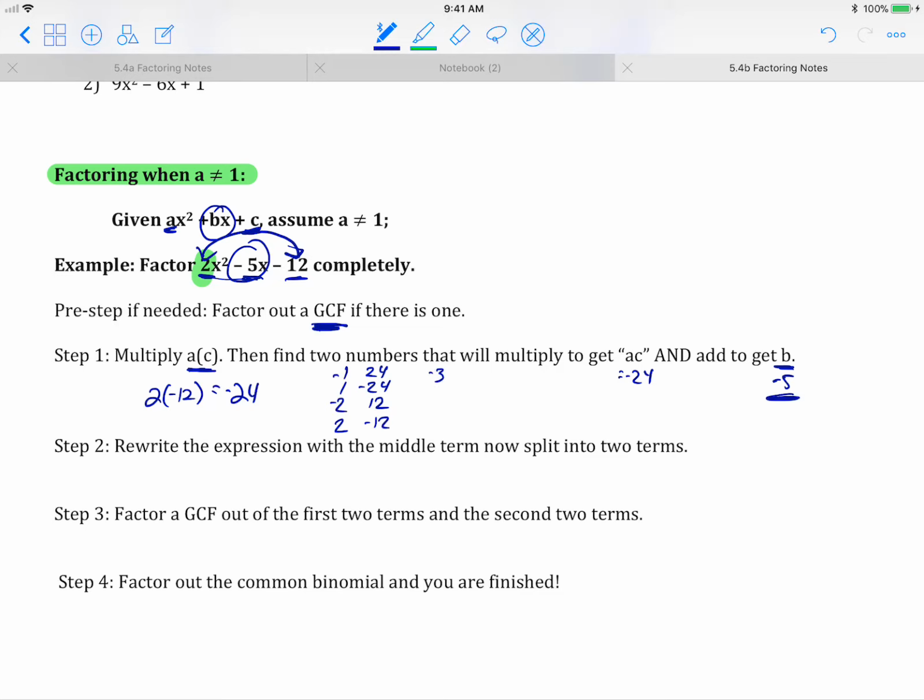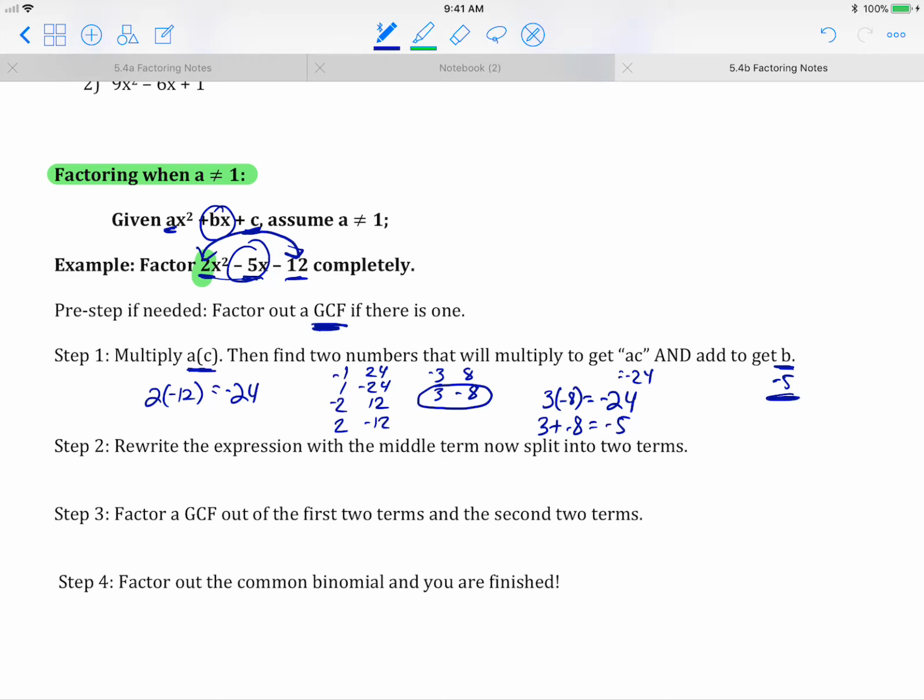-3 and +8. Oh, we're close. Or +3 and -8. I think we've got it. So right here, +3 and -8. Those do, in fact, multiply to give us -24, but they add to give us -5.